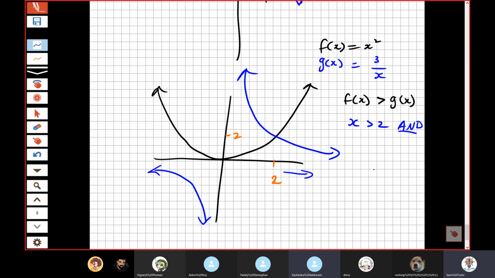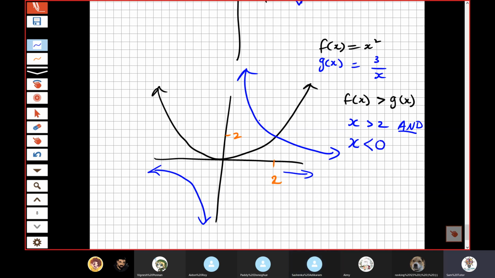And I'm not sure of the next one. Come on, where else is the black curve? Okay, here it doesn't look like it. Greater than 0? You mean less than? Less than 0. Less than 0.